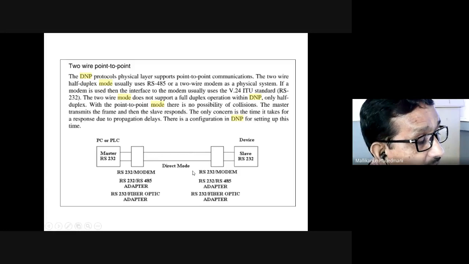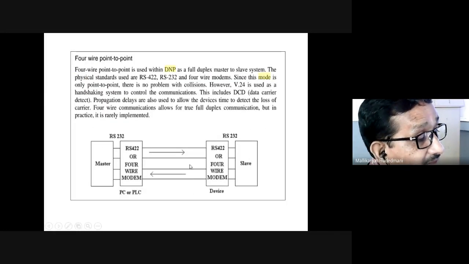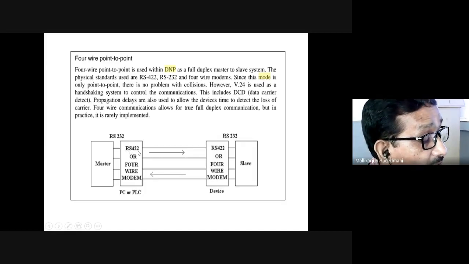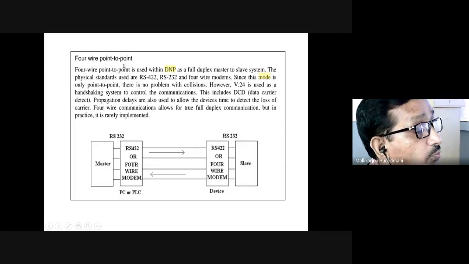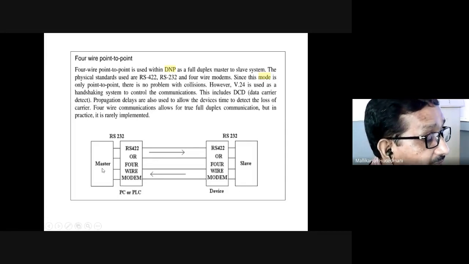Now you will find here 4 wires. Full duplex is possible. It can be RS422. Earlier I had RS485, which is a 2-wire multi-drop protocol communication. Now I have RS422 serial. It means RS232 and RS422 are multi-wire point-to-point protocols, communicating from one master to one slave only.